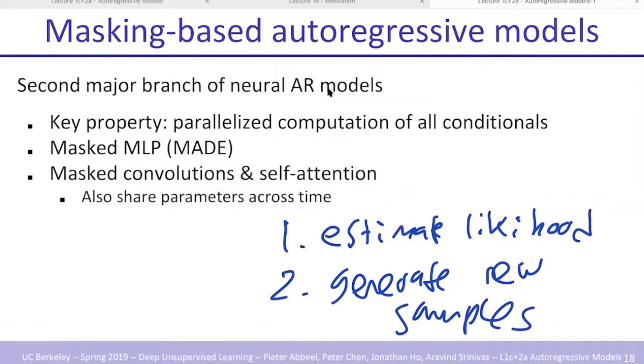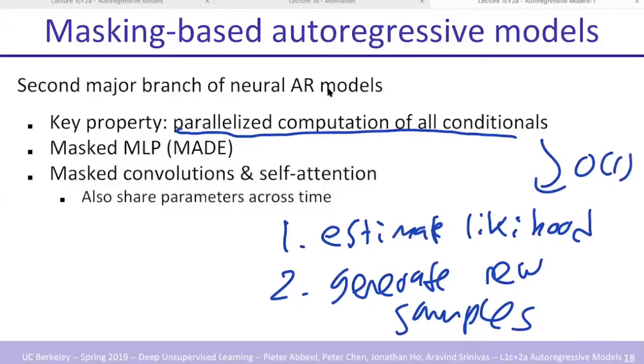The point of masked autoregressive models, or masking-based autoregressive models, is that it allows you to parallelize the computation so that, at least for estimating likelihood, it becomes just a simple feed-forward calculation in your neural network. So it becomes something like an O(1)-ish thing, assuming matrix multiplication is constant time.